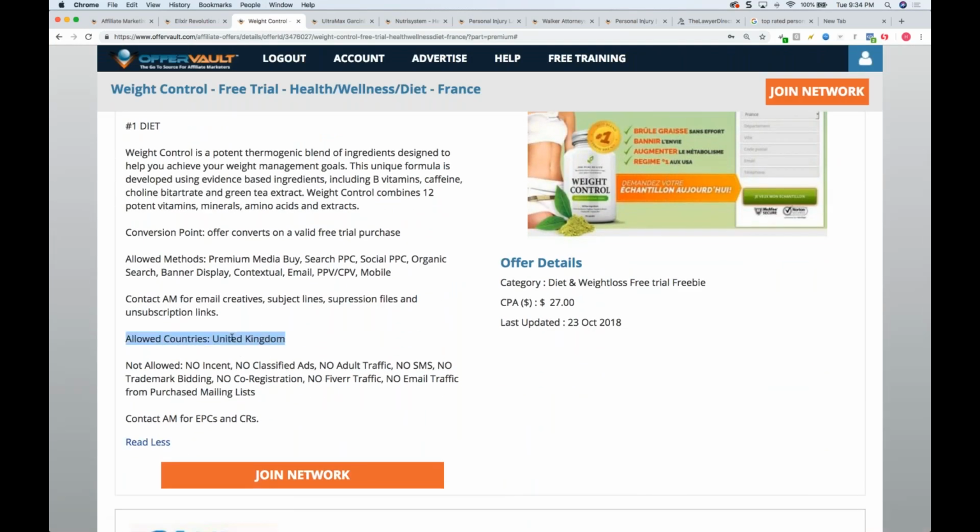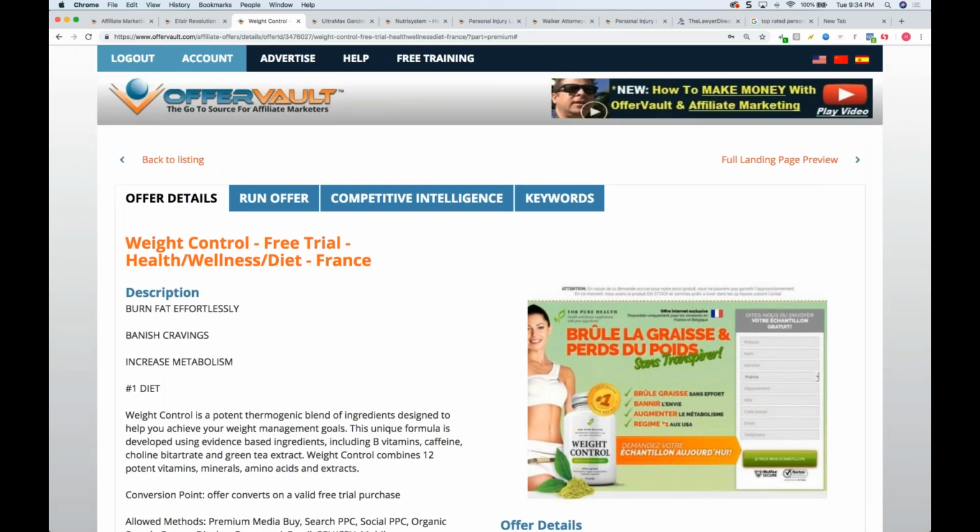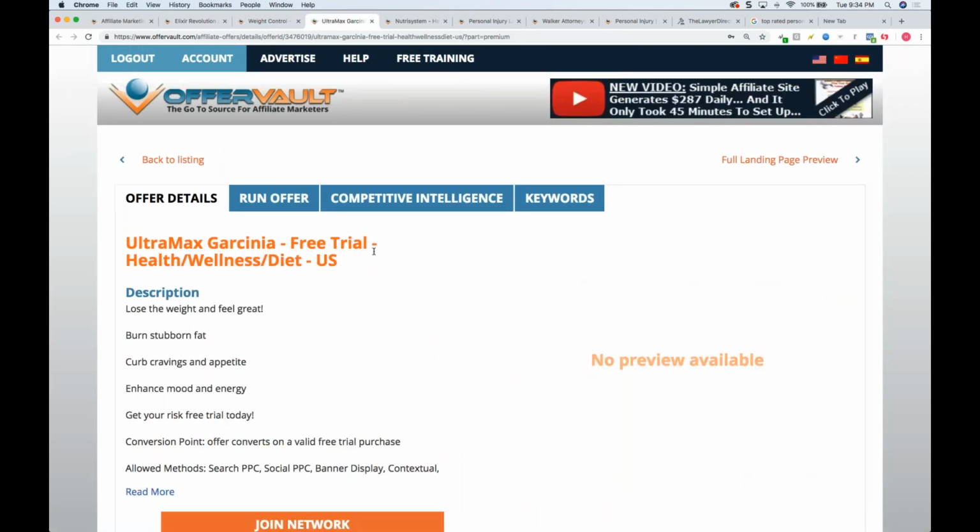United Kingdom. Again, it's important also, like we've talked about, to make sure that you are running only the type of traffic that they want. So they're not taking incent, which means incentivized leads. You cannot run traffic that incentivizes a user to sign up for this. You can't run classifieds. You can't run adult. You can't mail email. You can't run Fiverr traffic. Wow, people are buying traffic on Fiverr. Guess they're telling people to generate traffic or something crazy. That's interesting. Okay, so don't do that. So it's interesting. So they're being very specific on the types of traffic that you're allowed to run.